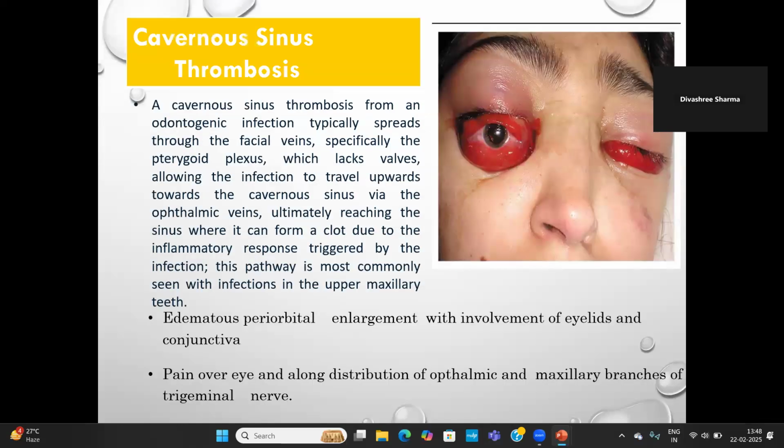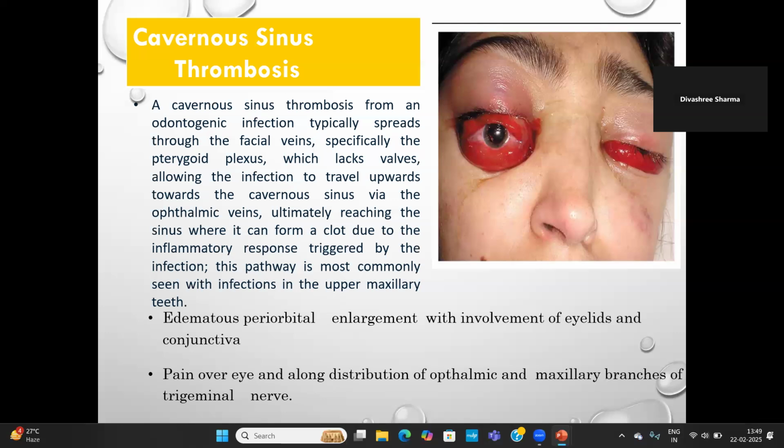Coming on to the second most important severe sequelae of odontogenic infection, it is the cavernous sinus thrombosis. A cavernous sinus thrombosis results from an odontogenic infection which has spread through the facial veins, specifically the pterygoid plexus of veins, because they lack valves. And the infection then travels upwards towards the cavernous sinus via the ophthalmic veins, ultimately reaching the sinus where it can form a clot due to inflammatory response triggered by the infection. This pathway is most commonly seen with infections in the upper maxillary teeth.